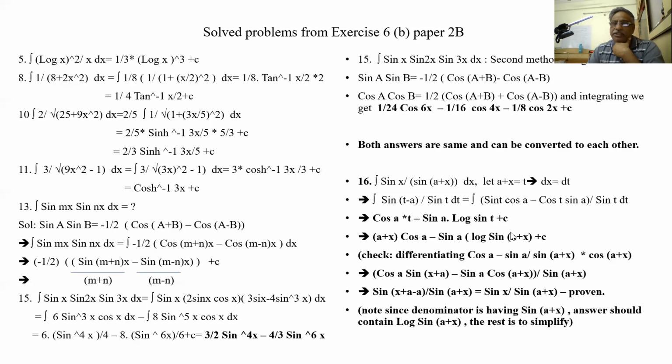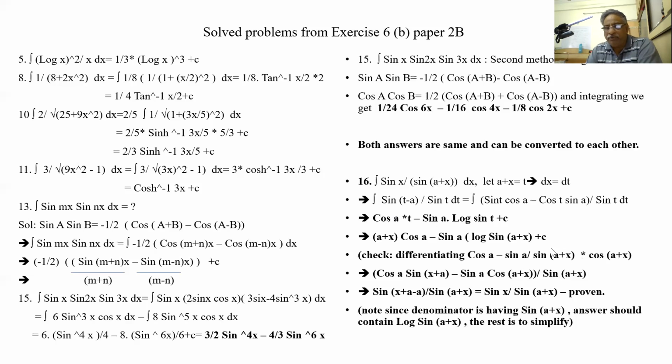So in place of t, I have to put a plus x. Once I differentiate this, I'll get the same answer. See, I am differentiating this: cos a minus sin a by sin(a plus x). Differentiating (a plus x) into cos a, x becomes 1, so cos a. Then sin a into log of sin(a plus x) gives 1 by sin(a plus x) into 1 into the differentiation of sin(a plus x), which is cos(a plus x). Once I simplify it, I am getting sin x by sin(a plus x), which is the given expression.